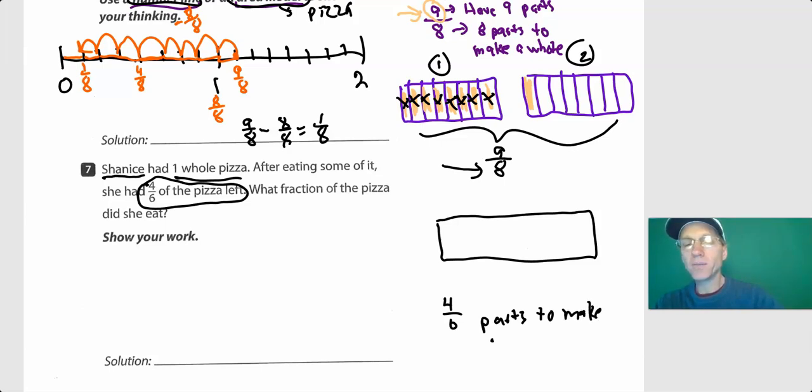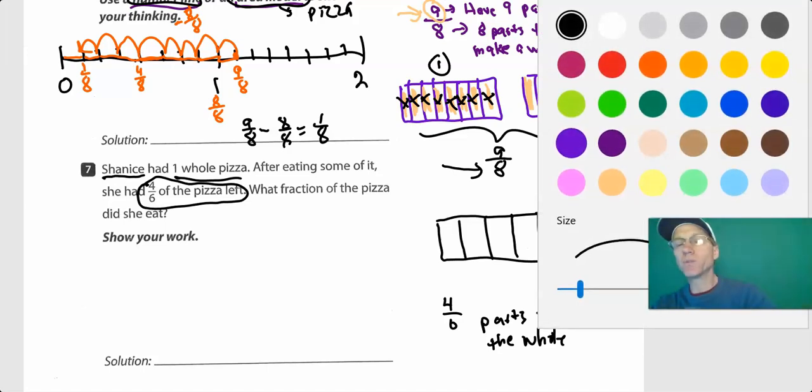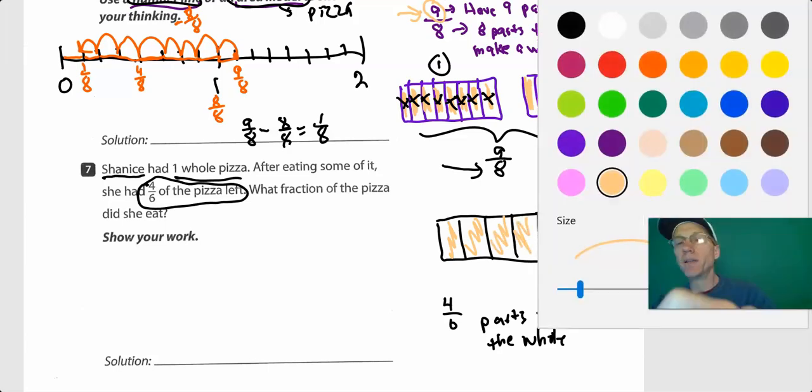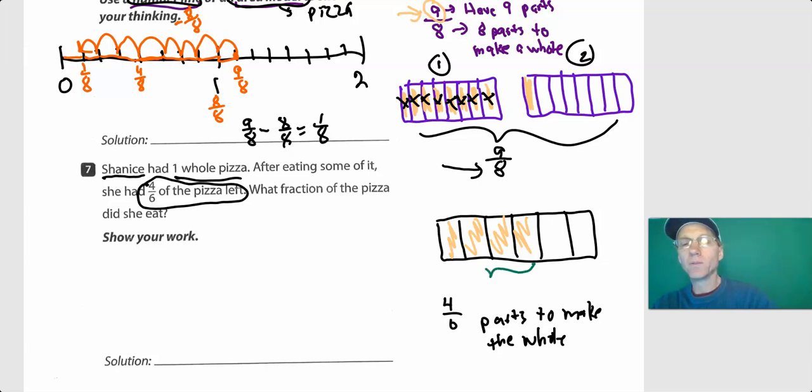Again, look how easy that is. As soon as we know that, we know how to cut this pizza. We just cut it. Let's cut it in half, because there's 6 parts, and we'll put 3 on each side. So we're going to need 2 lines. Notice the 2 lines gives us 3 parts on that side, 3 parts on that side. After eating some of it, so she ate some, she had 4/6 of the pizza left. So here's how much was left. So 4/6, 1, 2, 3, 4. And that is 4/6 left.